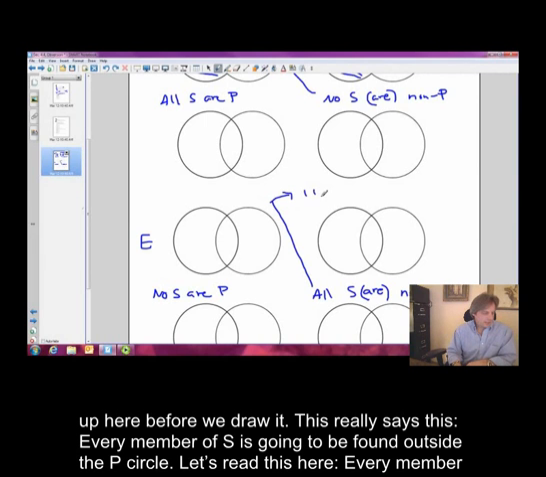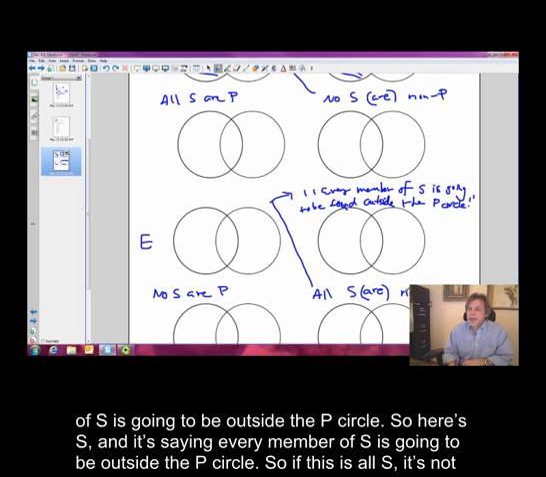This really says this: every member of S is going to be found, okay, outside the P circle. Okay, so let's read this here. Every member of S is going to be outside the P circle.